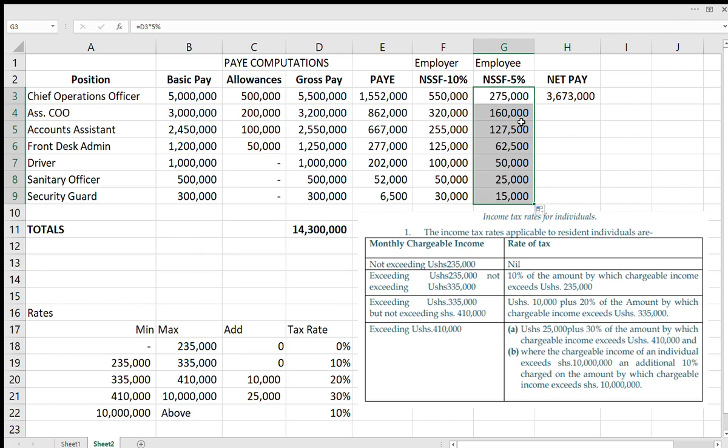Other people double click. Other people simply come here, and where the plus sign has come, double click. That also works.